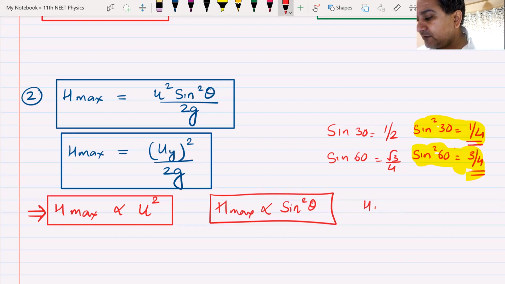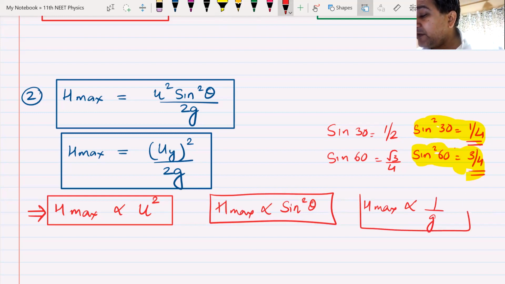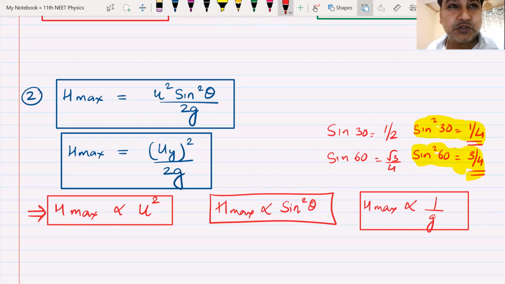Similarly, this H max is inversely proportional to G. Remember, it's not proportional to 1 by G squared. This is the point where you will make a mistake because you will remember U squared, sine squared, so you also think G squared. No, it is only inversely proportional to G.